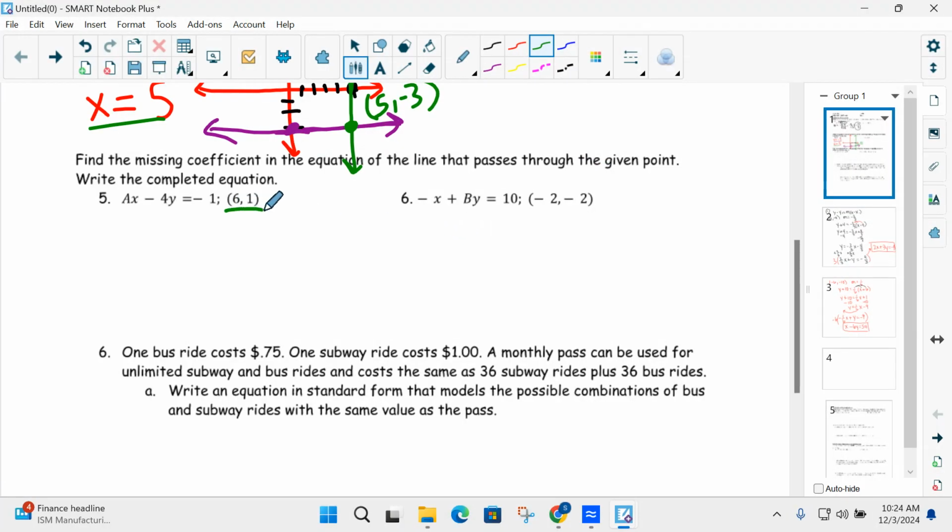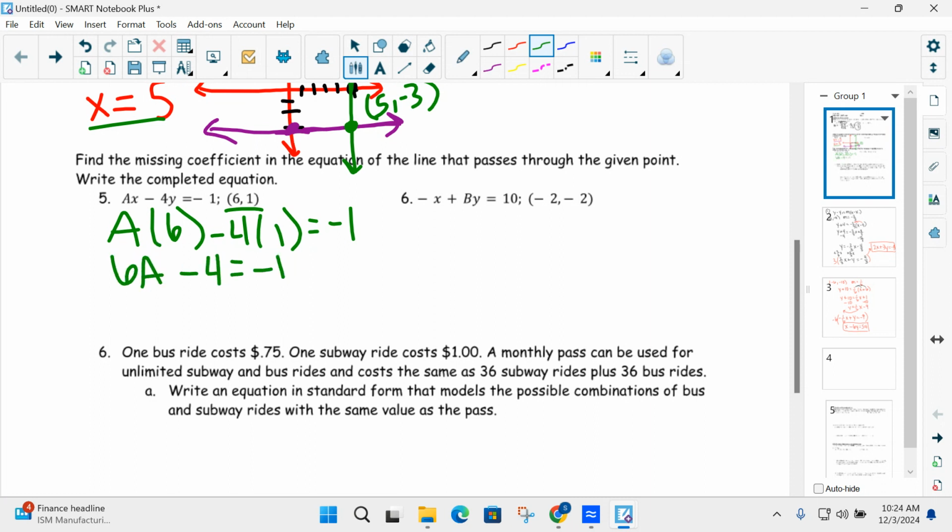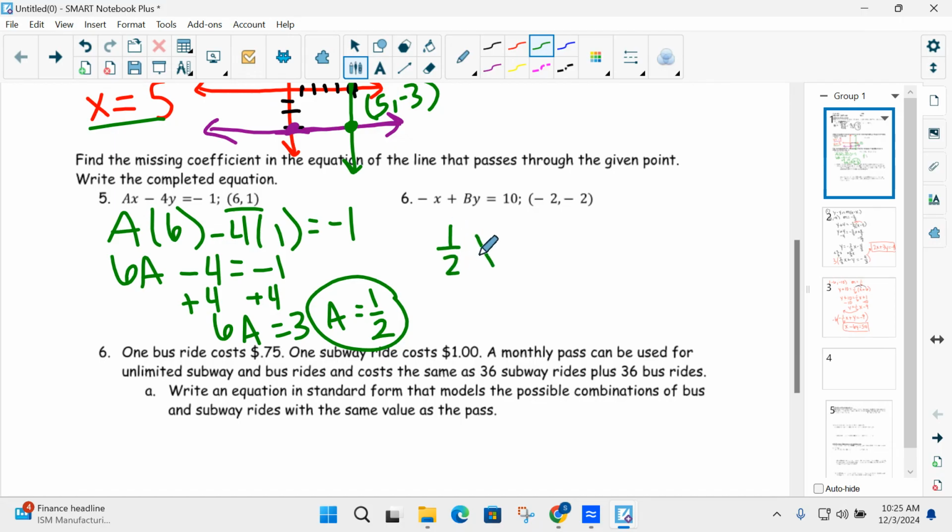So if we plug in this coordinate into x and y, then we can solve for a. So a times x, which is 6, minus 4 times y, which is 1, equals -1. Then we would simplify it. So write 6a minus 4 equals -1. Add the 4 over to get 6a equals 3. Divide by 6 and get a equals 1/2. Then you would put that back into the equation. So 1/2 x minus 4y equals -1.